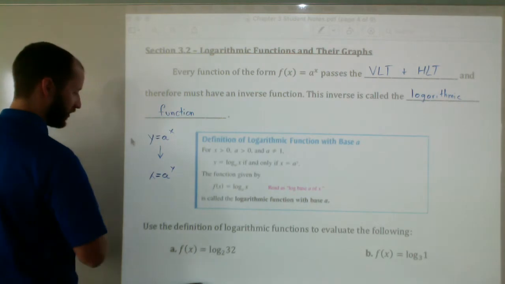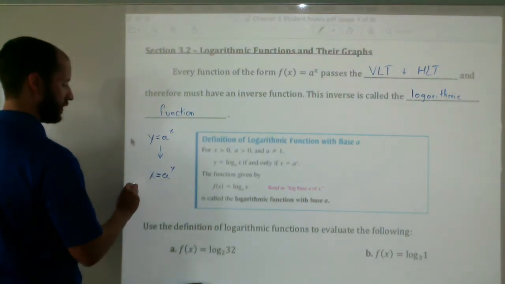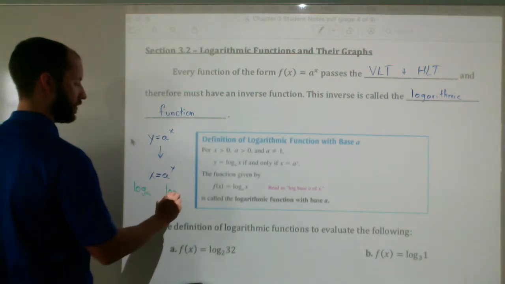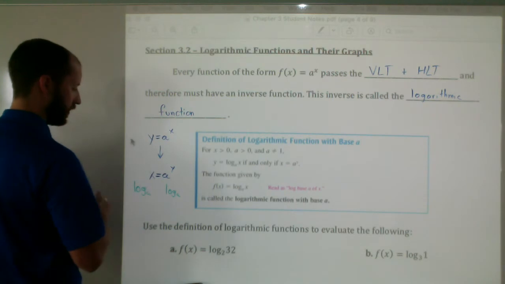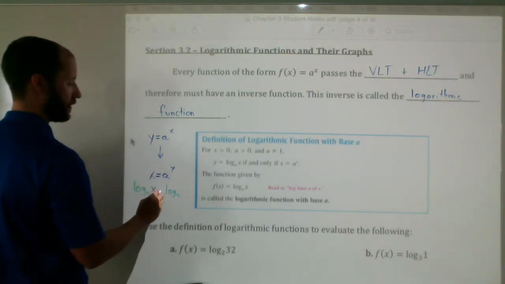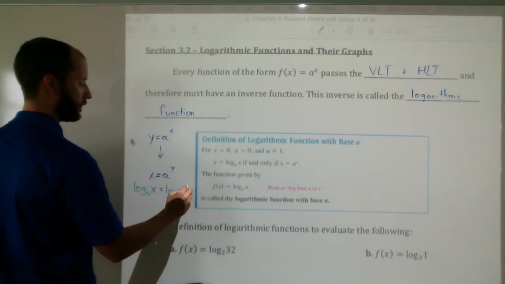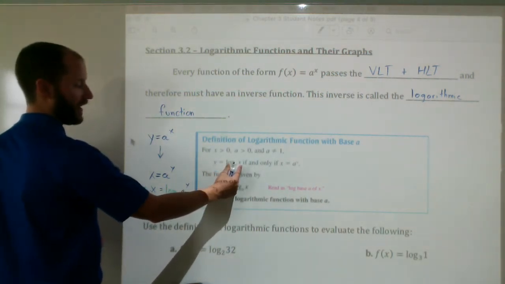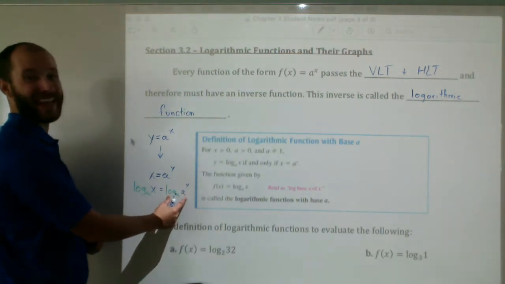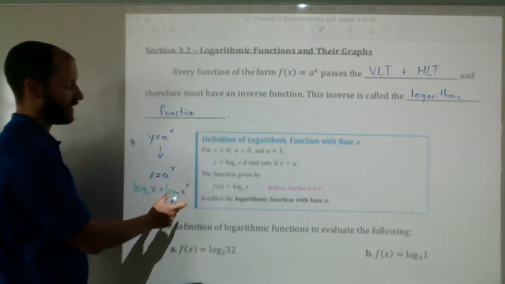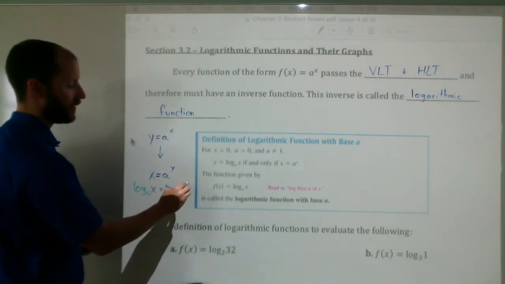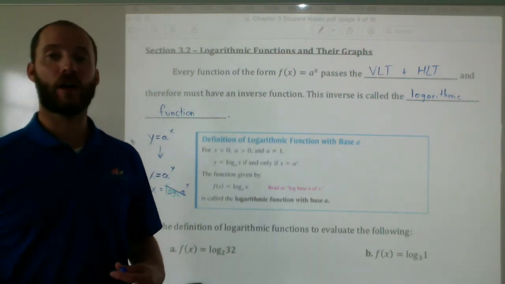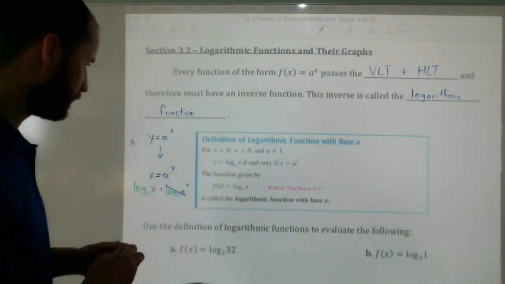To write out what I just said, so we take log base a of both sides. So we have x equals, so log base a of x, we have log base a of x, log base a of a, the log is the inverse of the exponential, so it cancels all that out, leaving you with just the y value. So that's how the logarithmic function gets created.